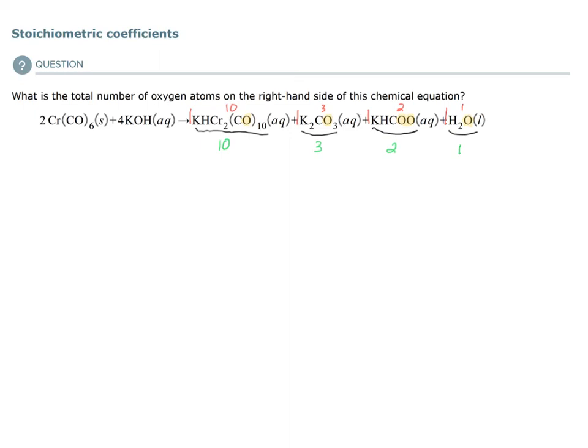So to finish up, all we have to do is add all of these numbers together, and then we will have our total. 10 plus 3 is 13, plus 2 is 15, plus 1 is 16. So that means that there are 16 atoms of oxygen on the right-hand side of this chemical equation.